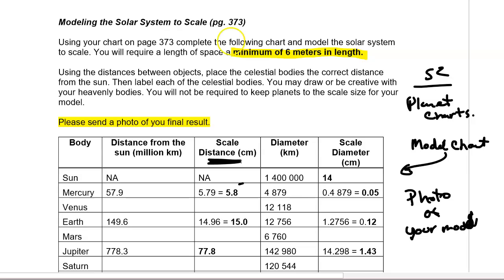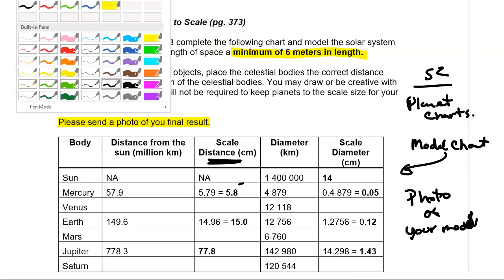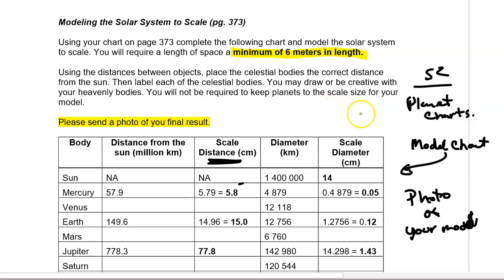3 things you're going to need to include in your submission with this lesson. 1, the planet charts, that's the previous page. 2, the model charts, that's this thing. And 3, a photo of the actual model that you put together.